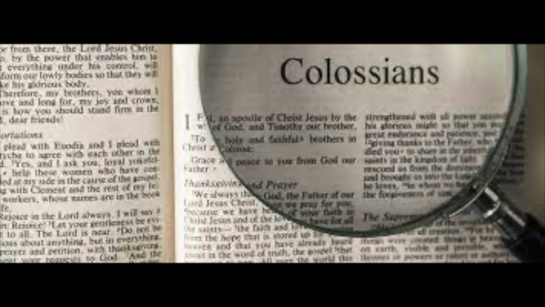Section 4, instructions and applications. We see this in chapters 3 to 4. Paul provides instructions for husbands, wives, children, masters, and indentured servants. He offers greetings and salutations to friends who are with Paul or in Colossae.